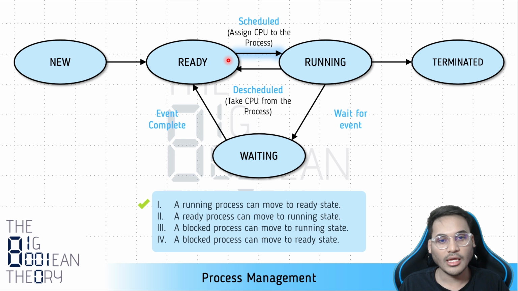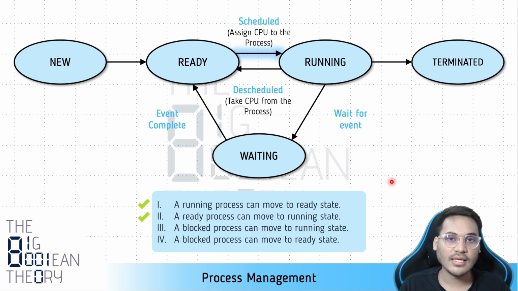A process which is in the ready state, the operating system can pick any process from the ready state and assign the CPU to it. And in that case, we say that the process has been scheduled to run on the CPU. So when that happens, it starts running and executing instructions on the CPU. So this statement that a ready process can move to a running state is true irrespective of whether the policy is preemptive or non-preemptive. This is true for all kinds of policies.